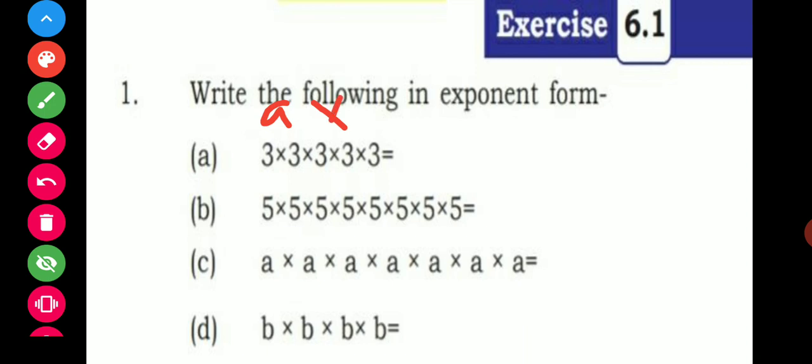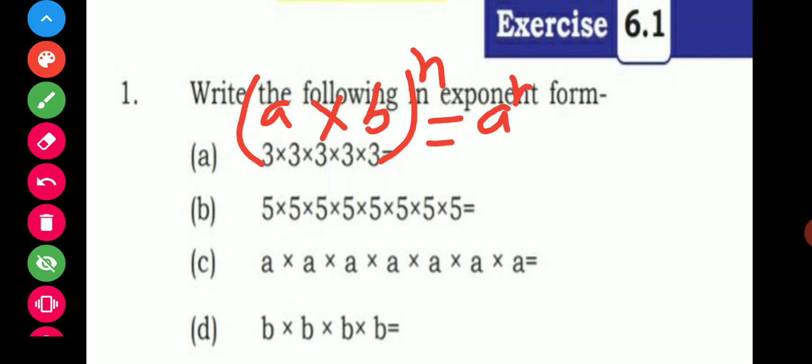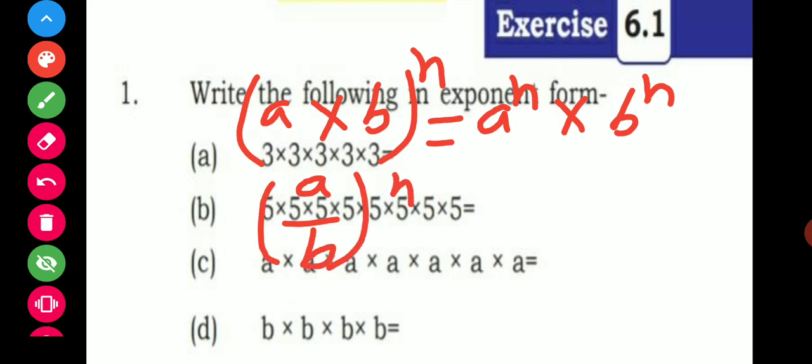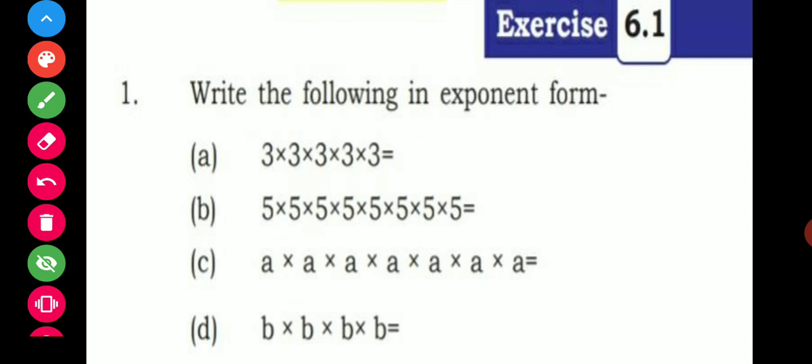If a into b has power n, so that is a to the power n into b to the power n. If a upon b to the power n, that means a to the power n upon b to the power n. If you have a to the power 0, that means its value is 1. Always remember, a to the power 0 is 1. If bases are the same, the powers are added.